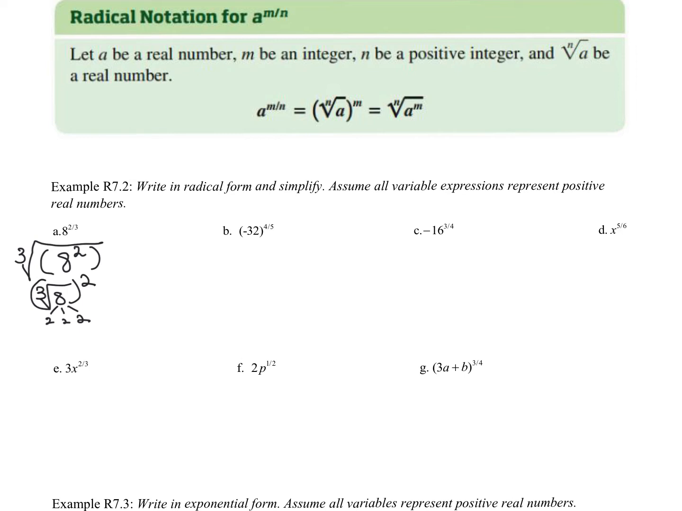So this part right here results in an answer of 2, but then I still have this square on the outside. So 2 squared is 4. My final answer is 4.